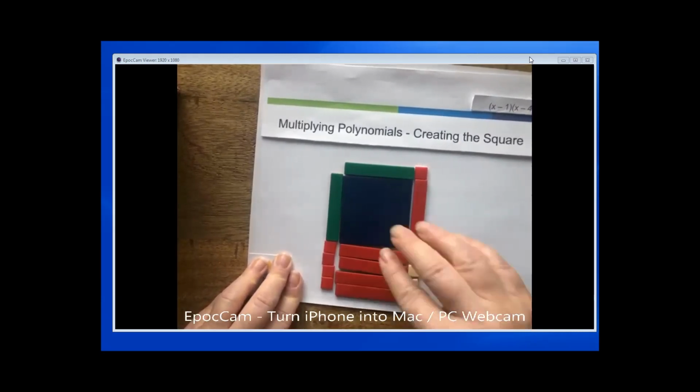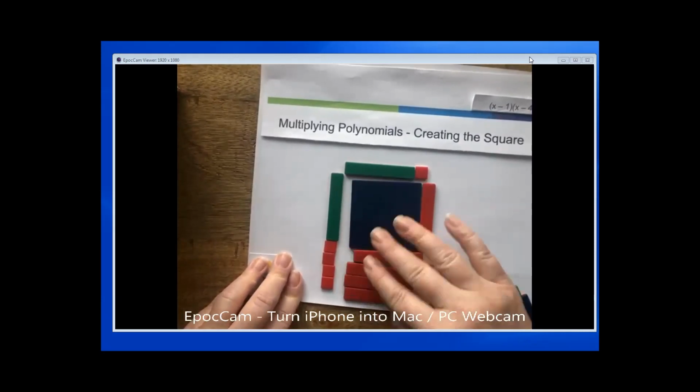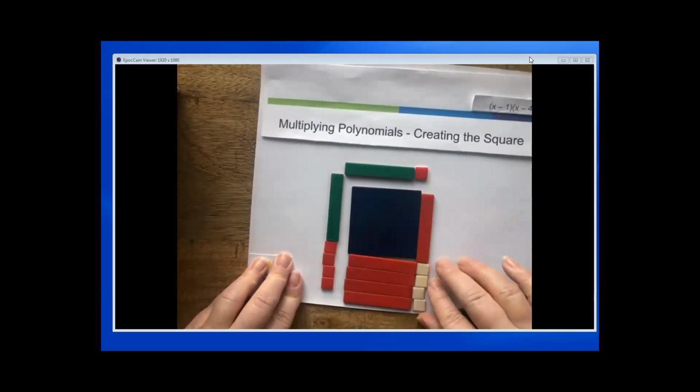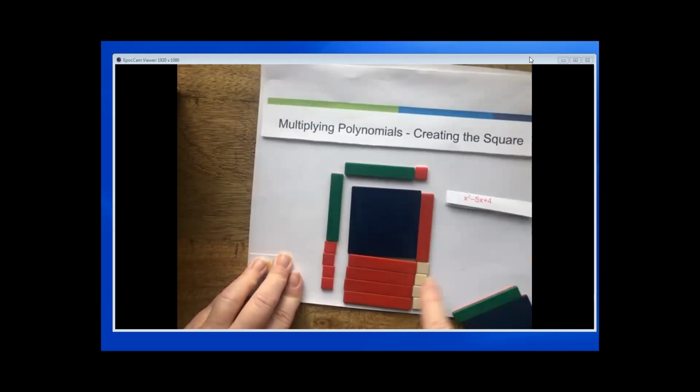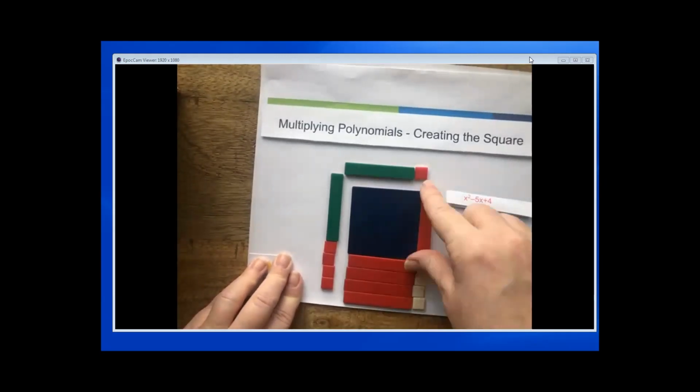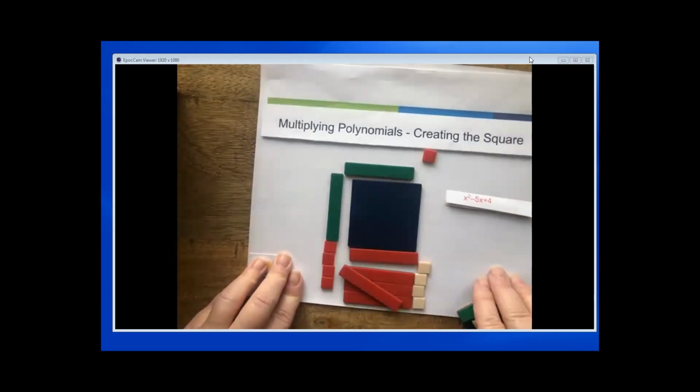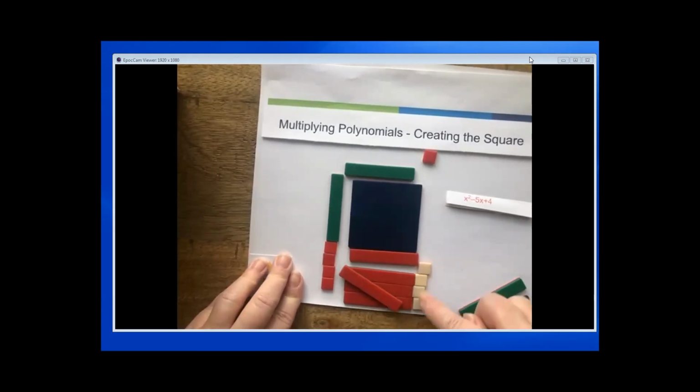Okay, so my answer to this should come in the sum of all these parts here. So if I add them all up, I should have x squared, negative 5x plus 4.